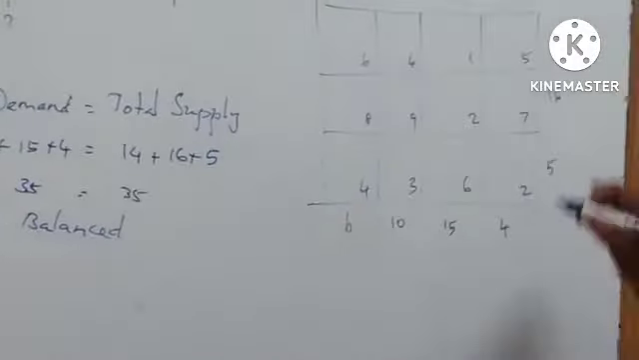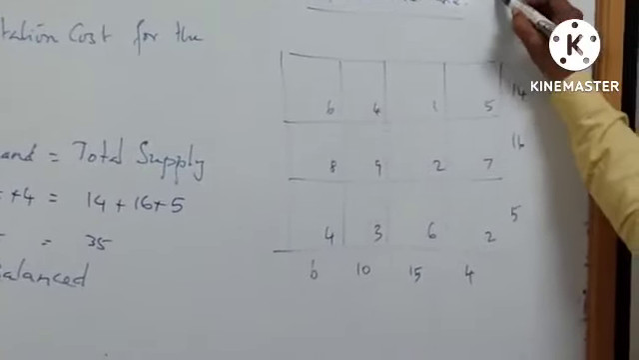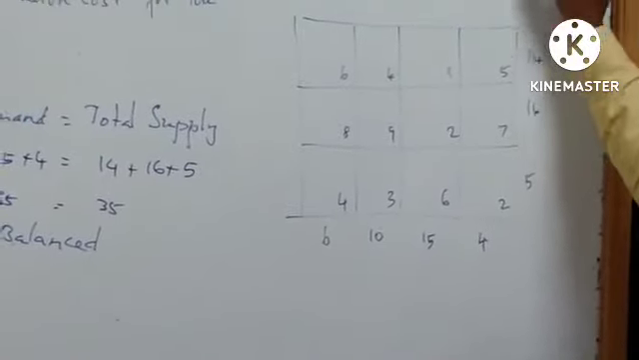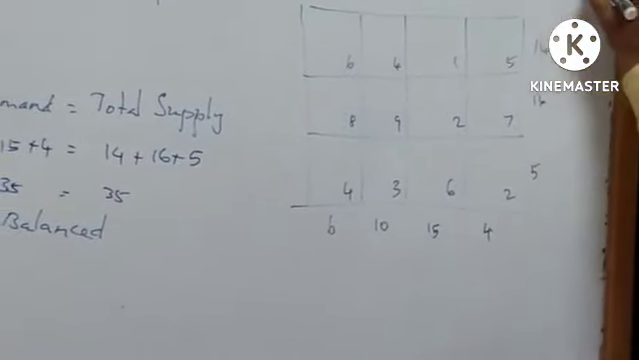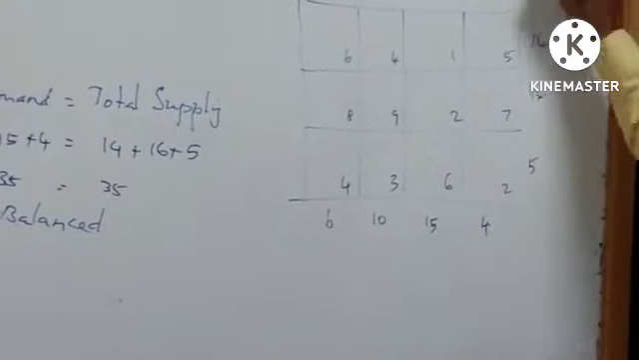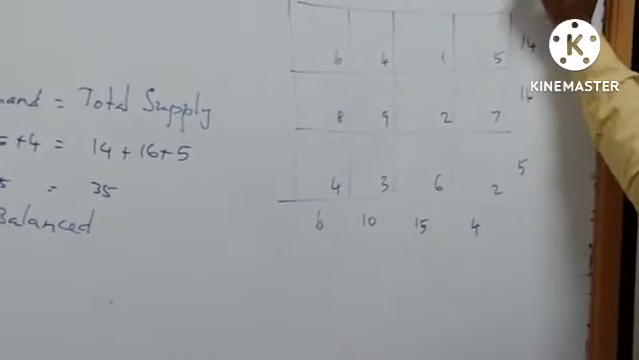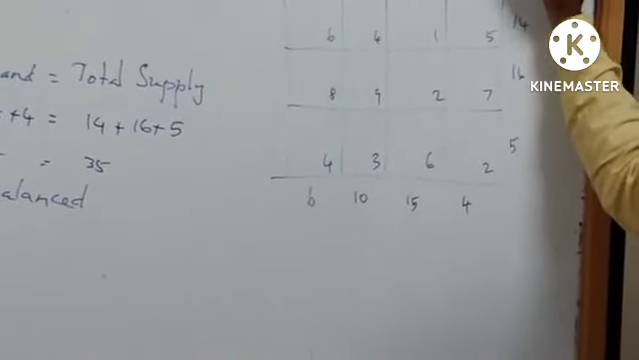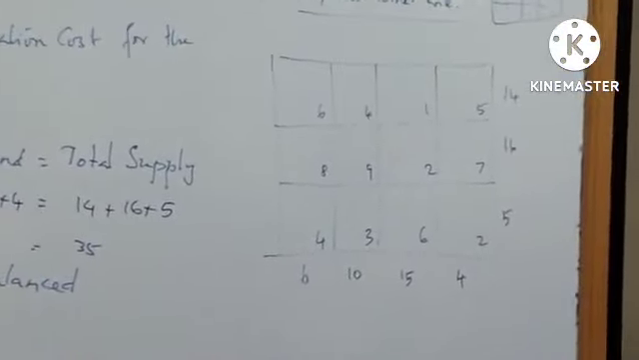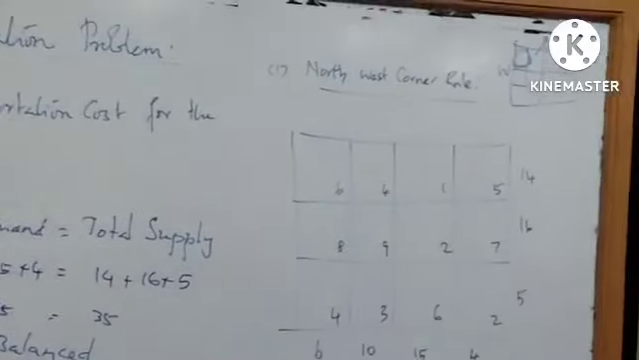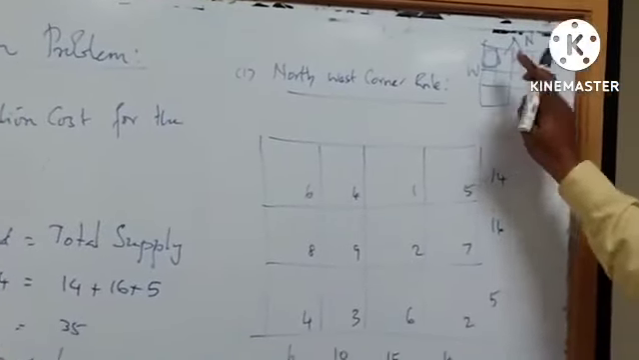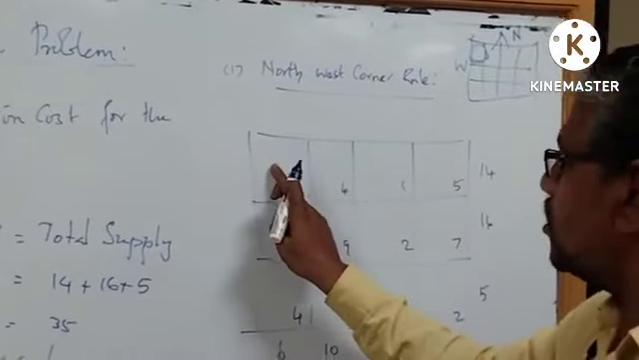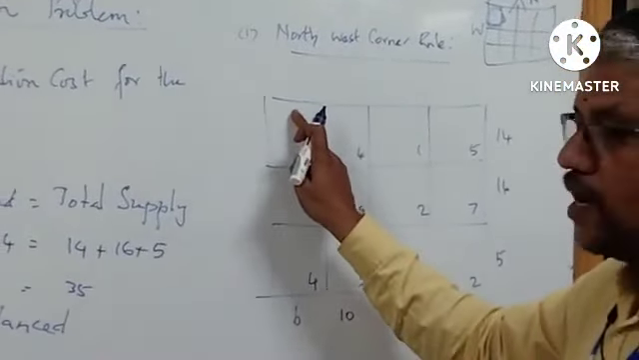This is north. What is west? This is west. What is corner? This corner. Suppose if you extend this like a table, then northwest corner. This is the place, the cell at which you are going to put the first allotment. So here this is the northwest corner.